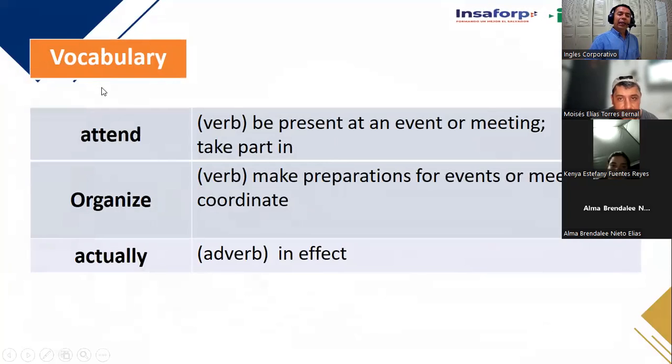Okay. Now, here's the vocabulary for today, class. Look, attend. Attend is be present in an event or in a meeting. Take part. For example, let's say Kenya is attending the English class. So, in other words, Kenya is present in this class. Kenya is part of this class, right? Good. Organize. Organize is to make preparations for events or meetings. It's coordinate something. For example, the teacher, me, I prepared this class, right? So I organize this class.